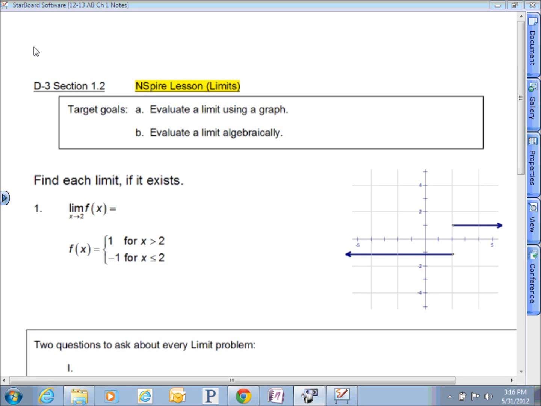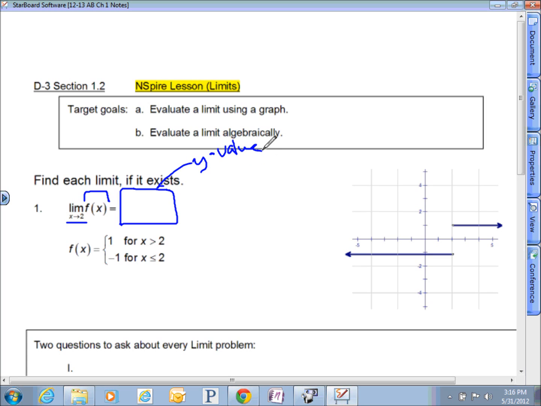Limits. Section 1.2, and we're trying to figure out what is all this limit business. So first off, some notation that we need to get used to. Limit as x approaches 2 of this particular f of x is going to give me a result, and this result is always a y value.